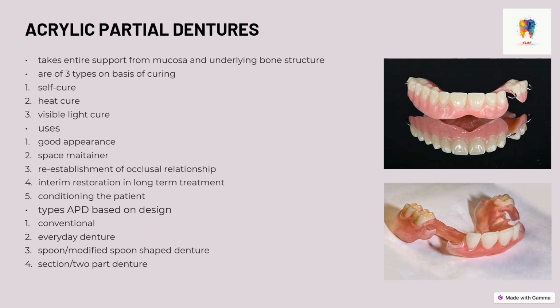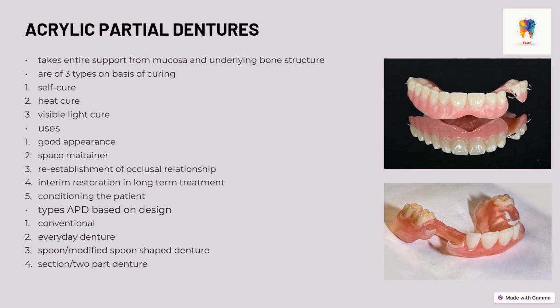Then you have the next type, spoon or modified spoon shaped dentures. These don't have a wire stop. They take support from the palatal and gingival marginal lines, and they are also given in pediatric patients. Then the fourth type is the sectional or two-part denture. They are given in small mouth opening, and they are made up of two sections.